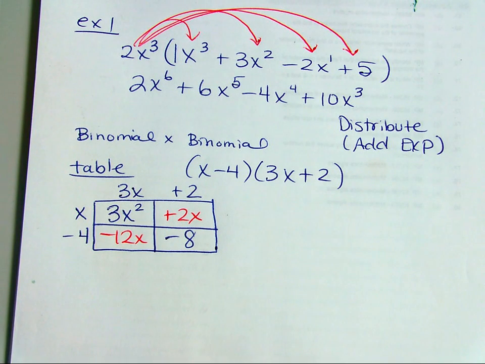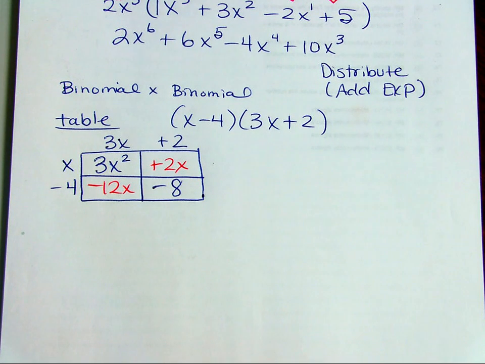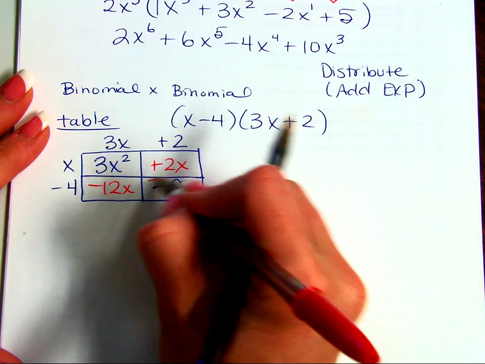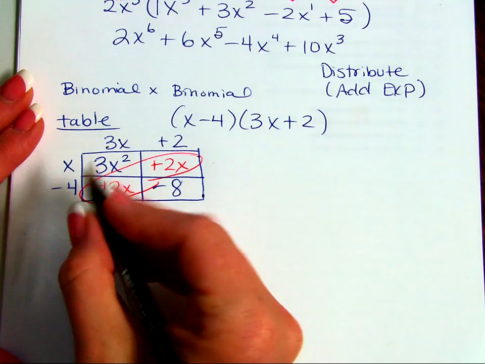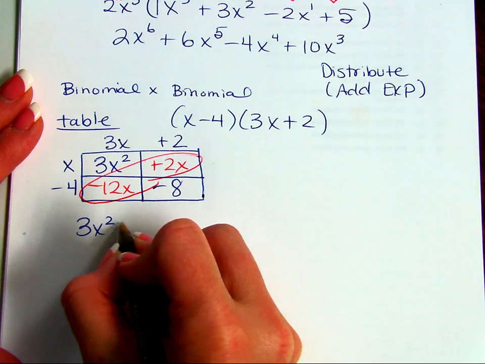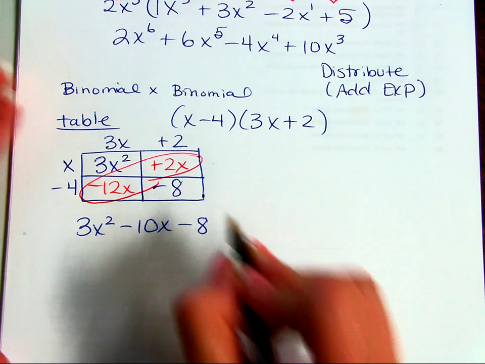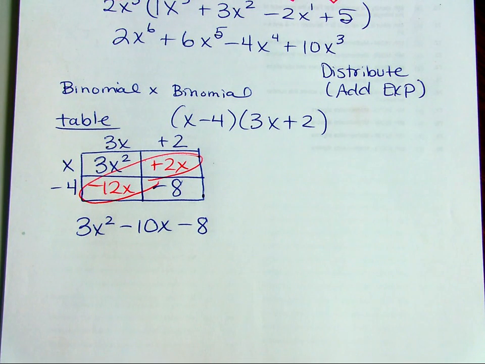Okay, so why did you see me put those in red? Because they are like terms. And what do we do with like terms? Combine them. So let's put our answer in standard form, which is 3x squared. These 2 give me a negative 10x minus 8. That is multiplying 2 binomials using a table. Okay?